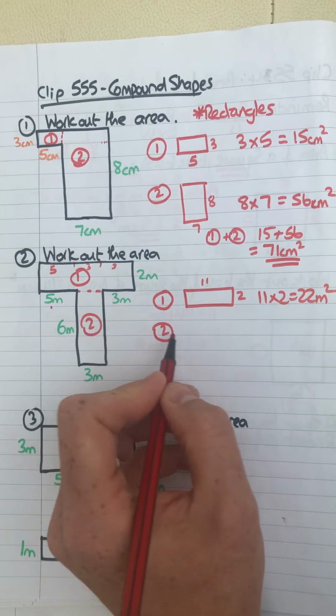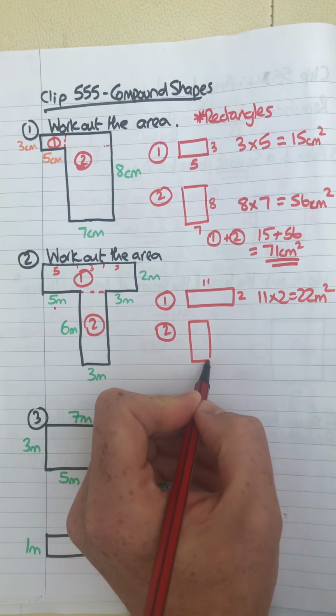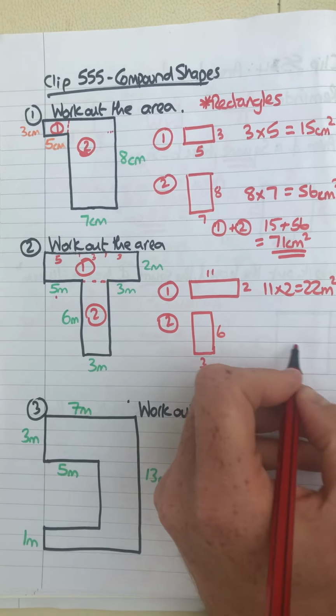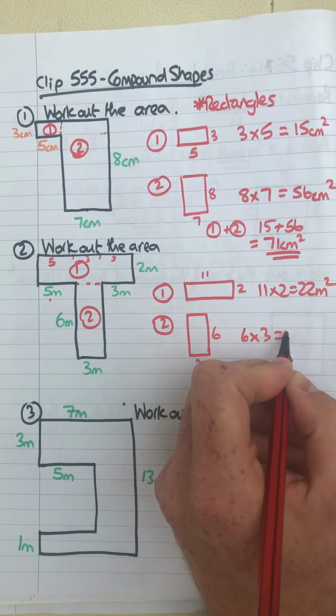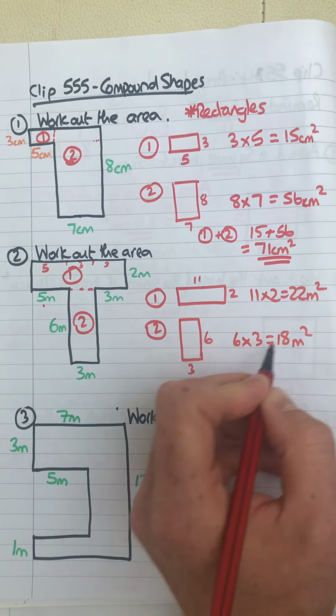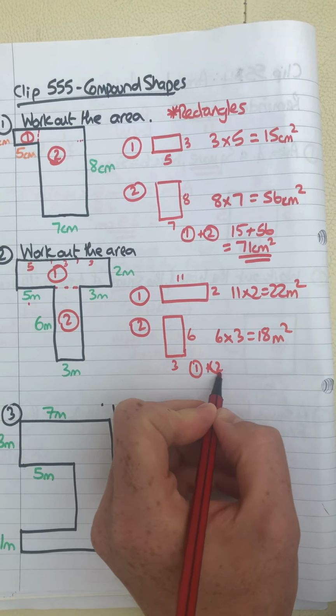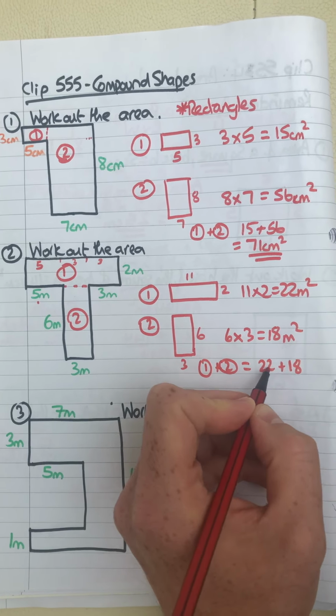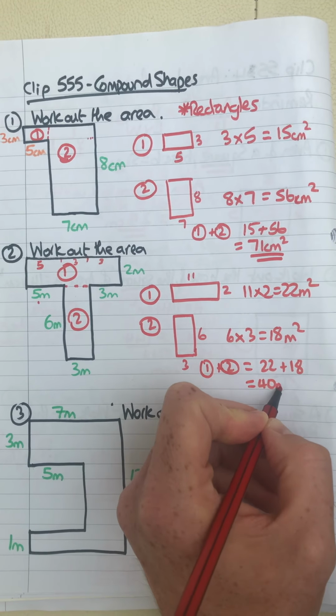Number 2, I've got a rectangle that looks like that. I've got 3 there, and I've got 6 going up. So 6 times 3 is 18 metres squared. Add 1 and 2 together, I get 22 plus 18. So that's 40 metres squared.